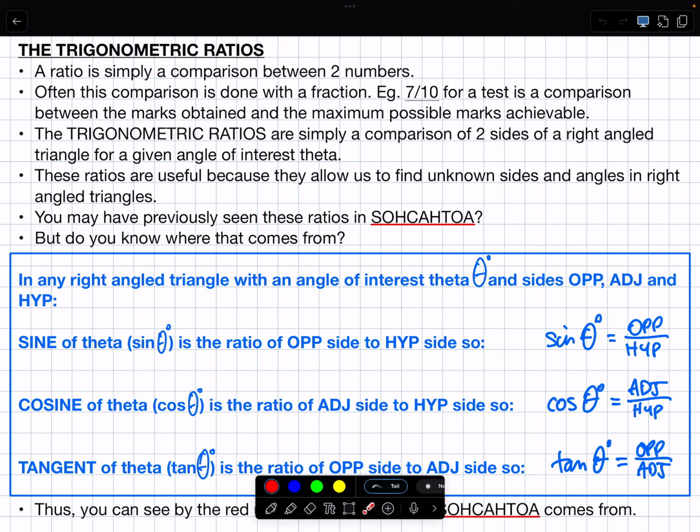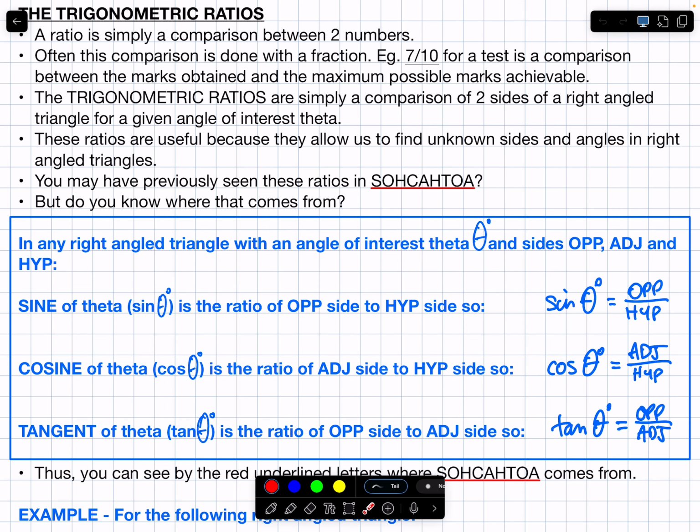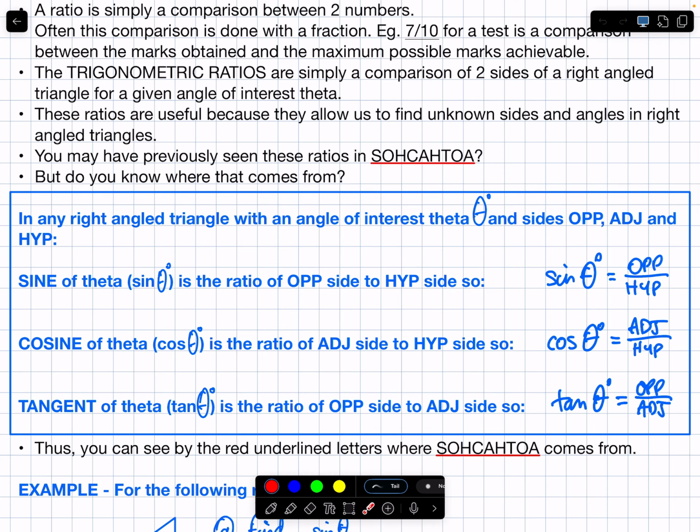And what did we do in the past lesson? We labeled those two sides, well, those three sides. So these ratios are useful because they allow us to find unknown sides and angles in a right angled triangle. Have you seen SOHCAHTOA before? You've heard of this. But do you know where that comes from? That's what I'm going to do.